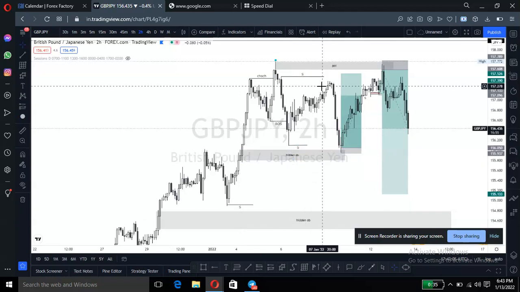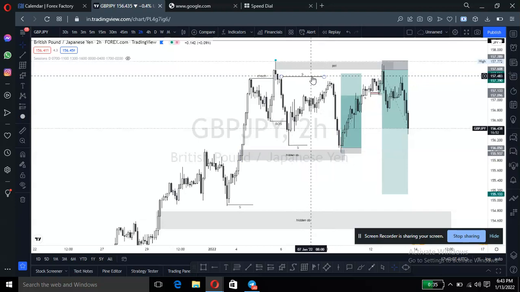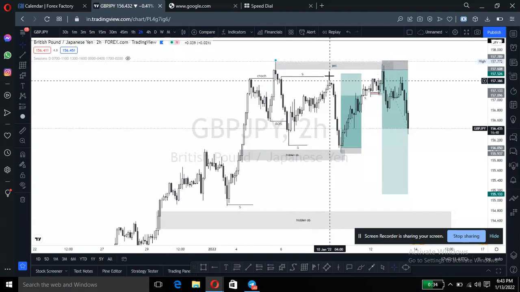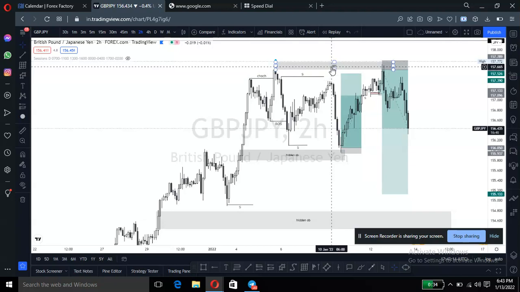All right. So now when this happened, they came back up, making this POI a lot stronger. This was an extra confirmation for me when they did not just trade off into that POI. This was an extra confirmation that this was going to be a valid POI.